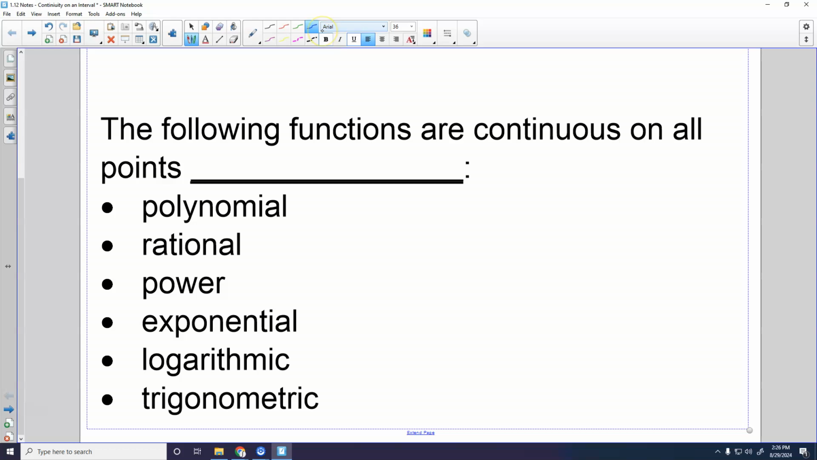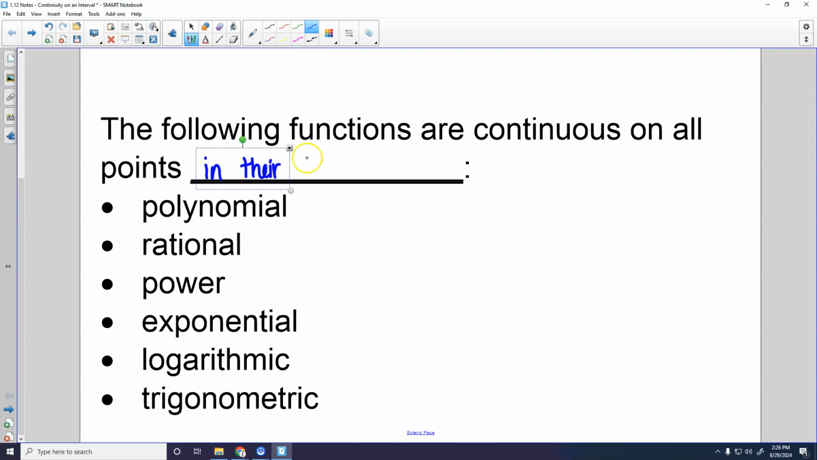I think what this is supposed to say is in their domain. So we need to know about the domains for these functions, and then we'll be able to tell if they're going to be continuous on that domain. So polynomial, this is something like f of x equals x to the third minus 4x plus 2. Basically anything that's just a string of x's and x squareds and all of that stuff.